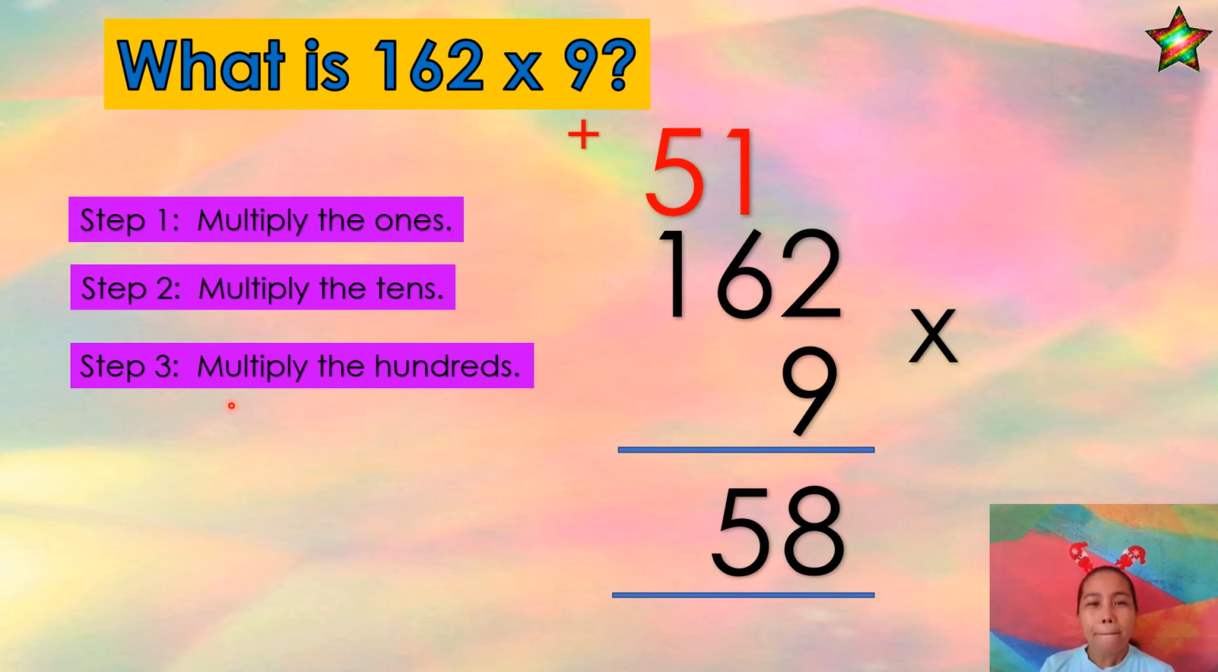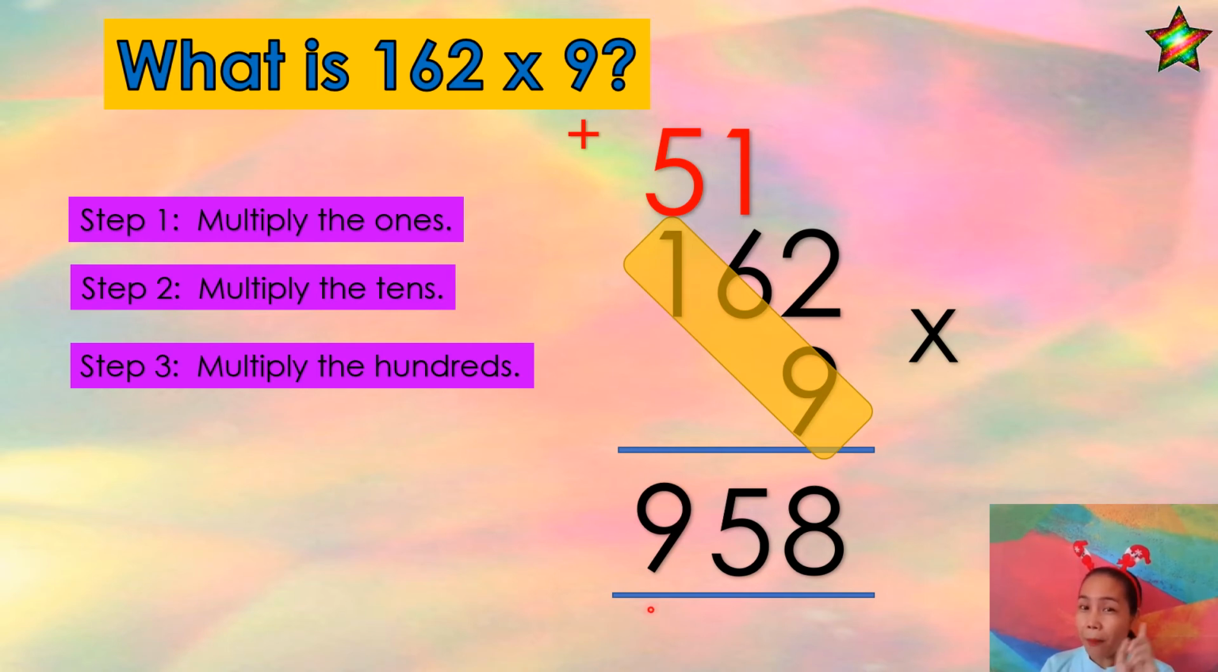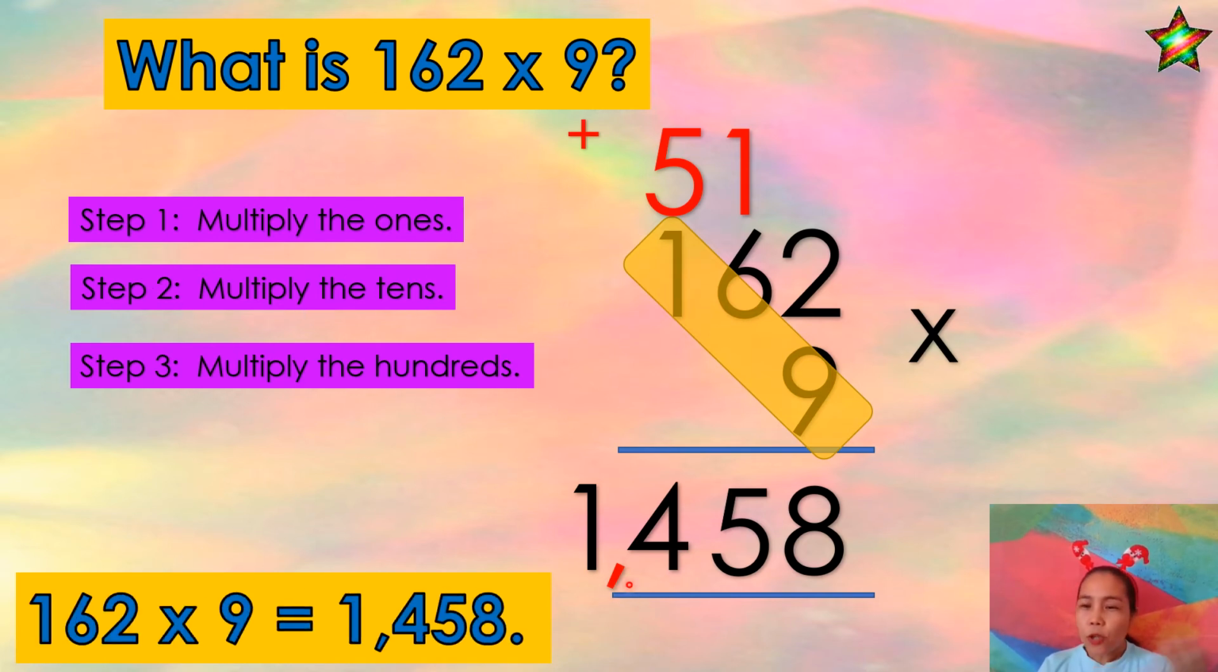Step 3. Multiply the hundreds. 1 times 9 or 9 times 1. What's the answer? It is 9. But don't forget, there's a number 5 here on top. So 9 plus 5 is equal to 14. Okay, count 1, 2, 3 and write the comma. So what's the answer? 162 times 9 equals 1,458. Very good.